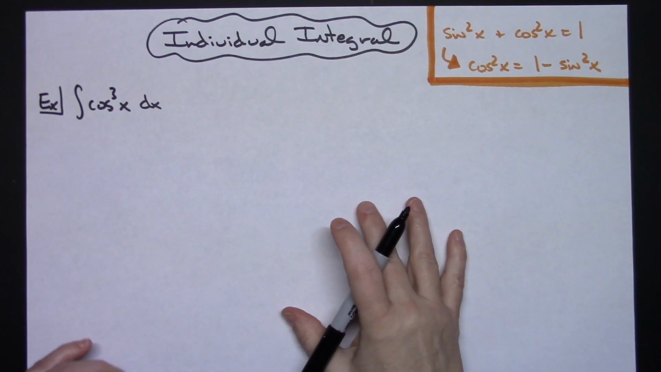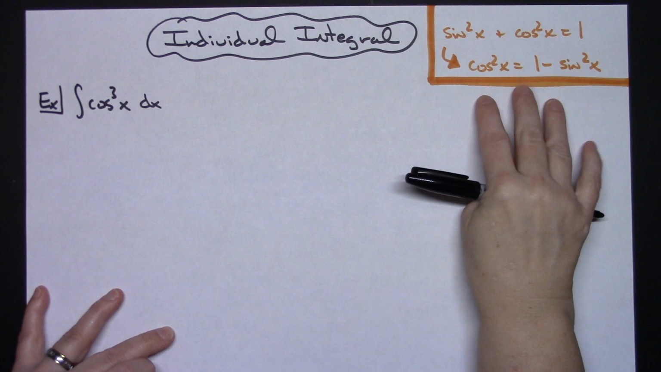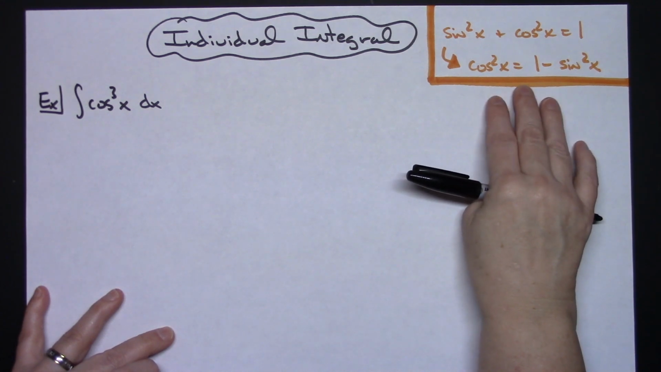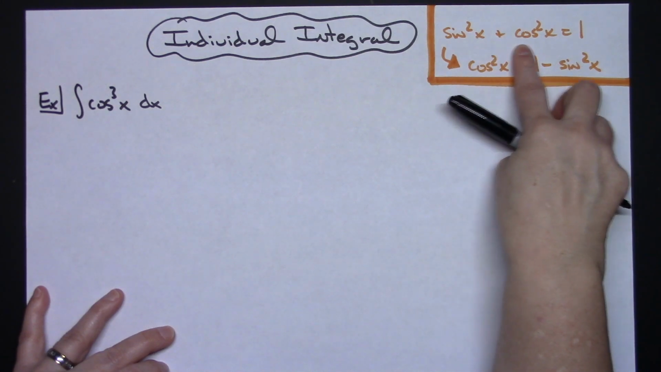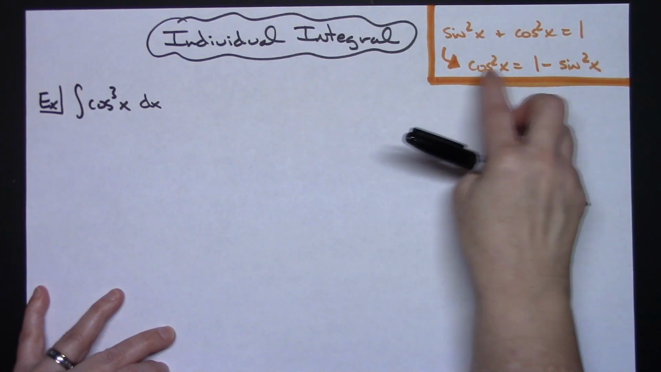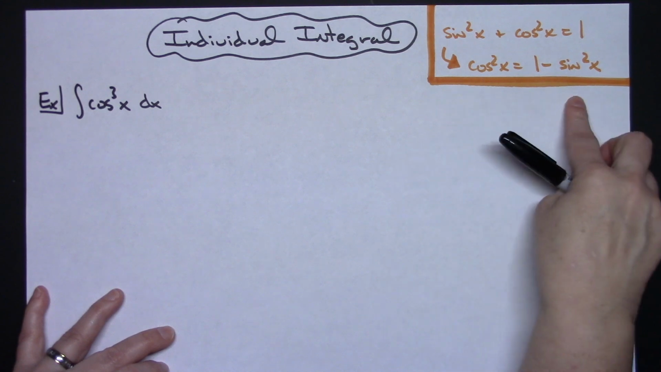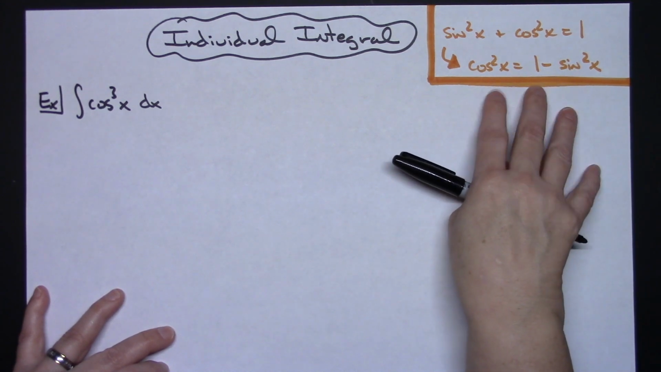In this video, I'm going to be working out an individual integral. I am going to be referencing and using a Pythagorean identity here, the common one, sine squared plus cosine squared equals 1, and then knowing that you can take any type of an equation and solve it any way you want. We will be using this throughout.